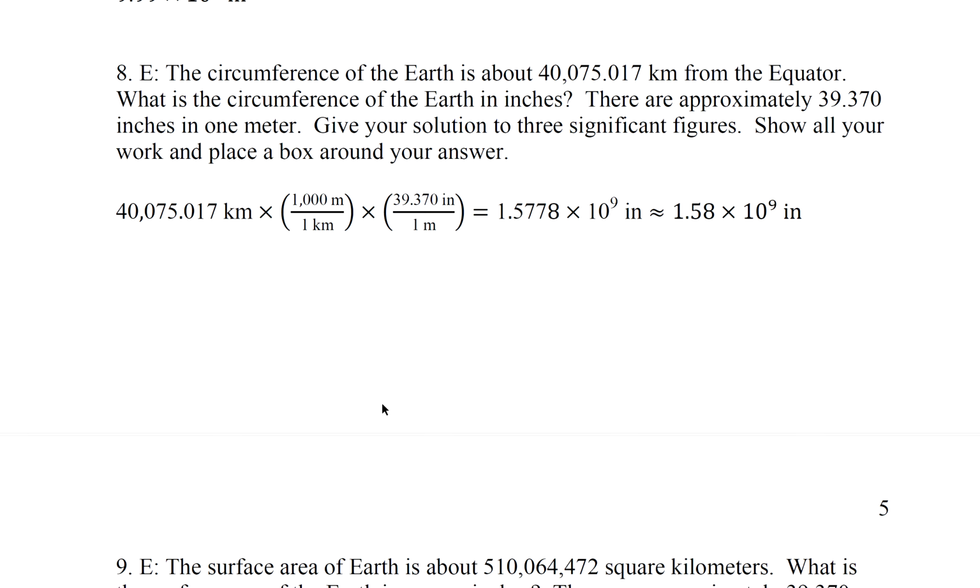Question 8. The circumference of Earth is about 40,075.017 kilometers from the equator. What is the circumference of the Earth in inches? So they gave us 40,075.017 kilometers. We're going to convert kilometers to meters. There's 1,000 meters in 1 kilometer. And then we're going to convert meters to inches. There's 39.370 inches in 1 meter.